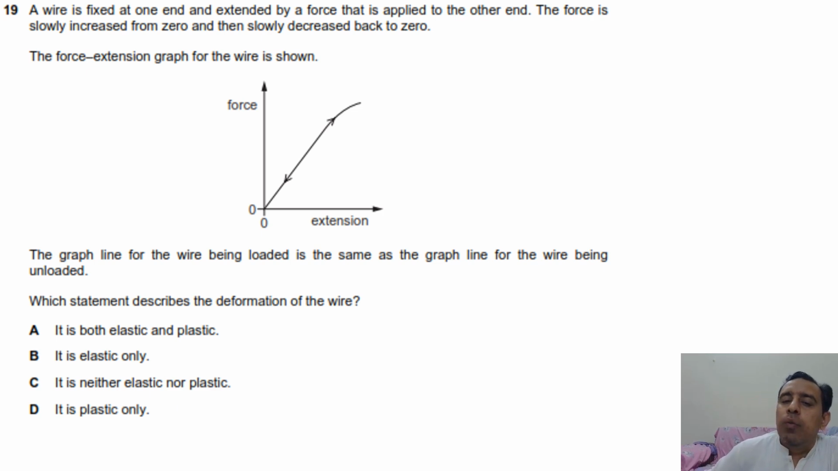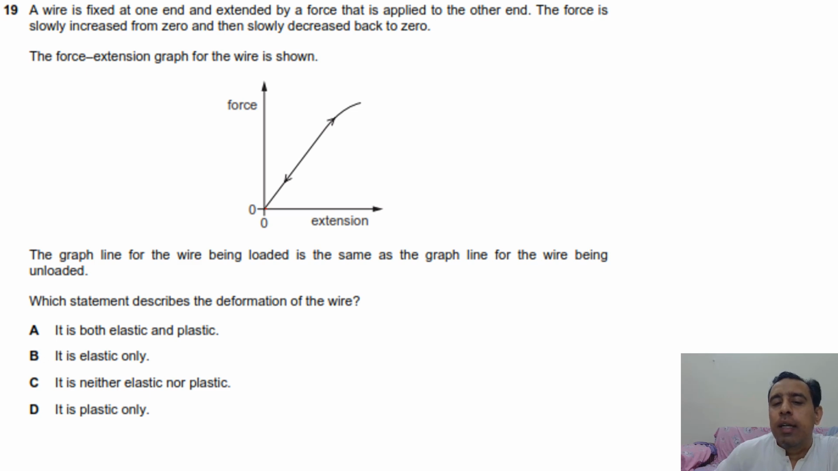These arrows show that when the force is applied on some body, there is some extension and the graph comes to this point. And when the force is removed, it comes back to its original position, meaning there is no permanent deformation because the extension is zero after removing the force.